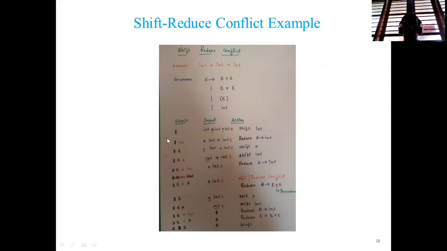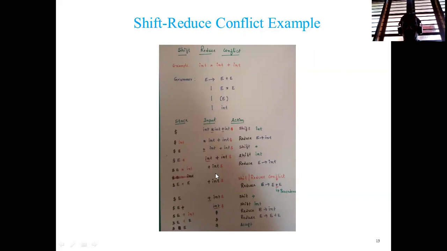Initially we shift int onto the stack. Then the input string becomes star int plus int dollar. And we reduce this int to E because int can be reduced to E. Then we shift star onto the stack, that is E star. The next input symbol is int. Since E star is not handled, we shift int onto the stack, so it becomes E star int. Once again, we reduce this int to E because int can be handled. So then it becomes E star E.